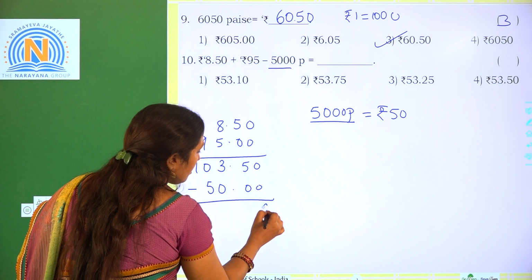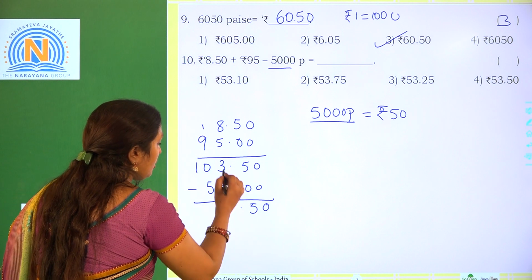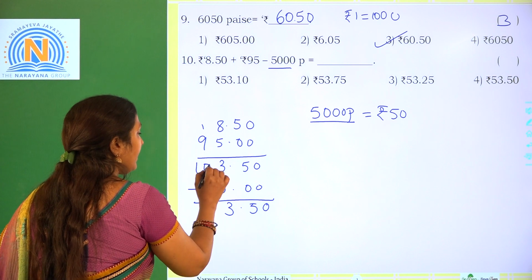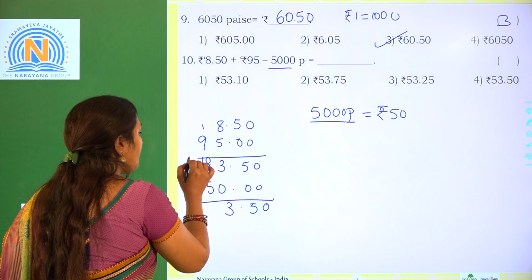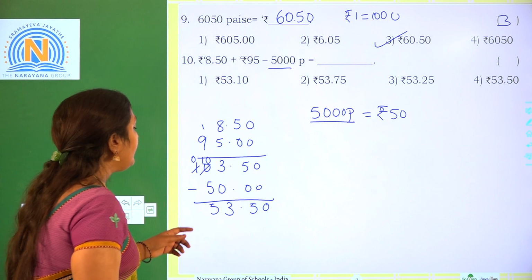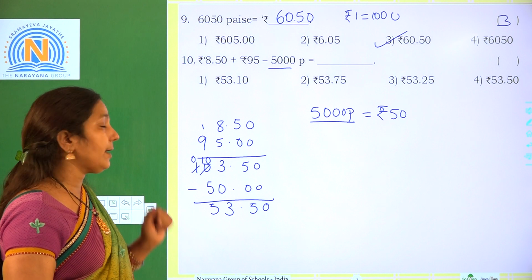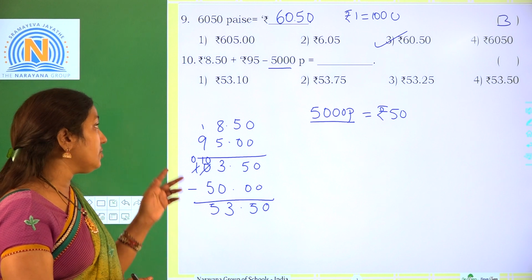So 0 minus 0, 0. 5 minus 0 is 5. And 3 minus 0 is 3. 0 minus 5 we cannot, it will become 10 while regrouping. 10 minus 5 is 5. So 53 rupees 50 paise, the solution after subtracting.